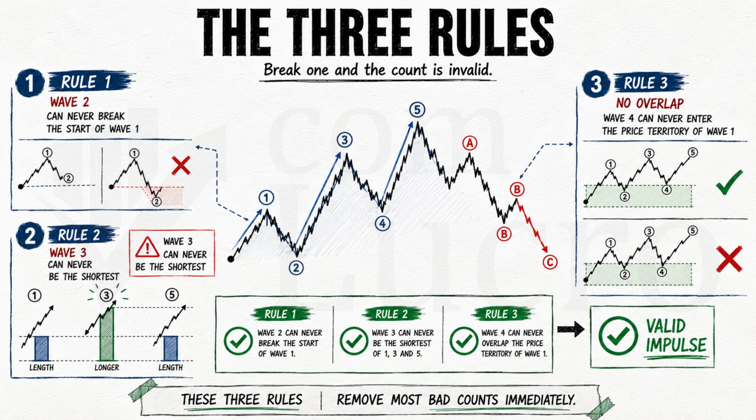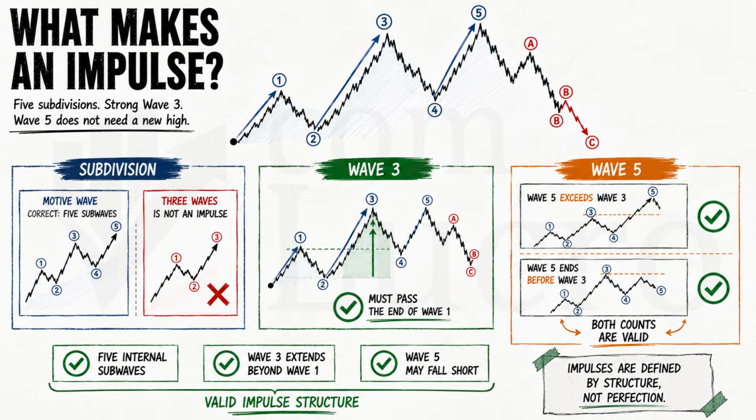And rule number 3, wave 4 must never overlap the price territory of wave 1. Any overlap invalidates the count. Those 3 do the heavy lifting, because they let you discard bad counts quickly instead of defending them. Beyond them, 2 further conditions define an impulse wave in the first place. First, every motive and impulse wave subdivides into 5 subwaves. If you count only 3, the issue isn't a broken rule, it's that you're not looking at an impulse at all. Second, wave 3 must always travel beyond the end of wave 1, while wave 5 doesn't have to surpass wave 3. It can fall short, and the count still stands.